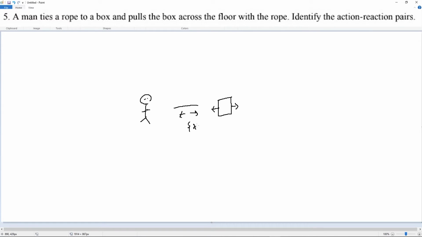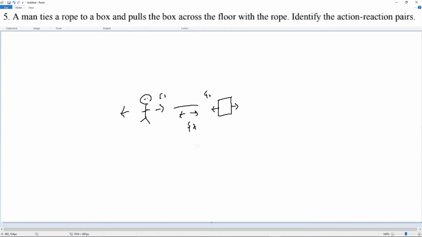We could call this force tension. And the man pulls the box this way and gets pulled back from the box this way. This can also be described as force tension. This can be described as force tension. And there we go. That's all.